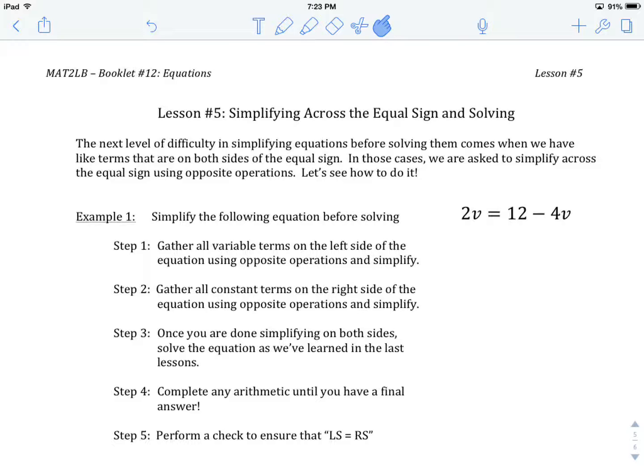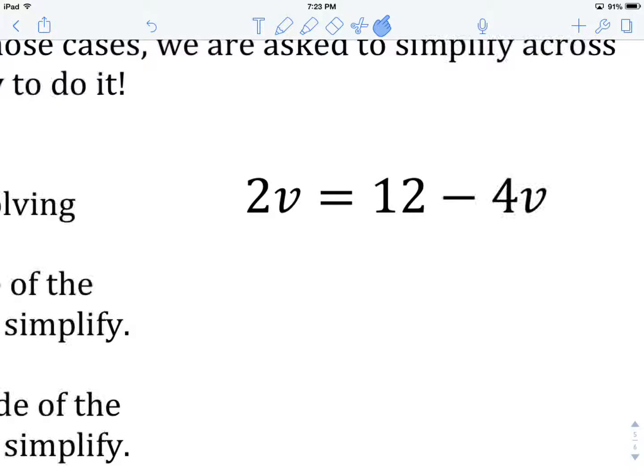So let's start in on example number 1. Simplify the following equation before solving. So we have 2v equals 12 minus 4v. So if we look at this, let's see if we can find some like terms. Well, here's a v, and on the other side of the equal sign is also a v. Now those are both to the exponent 1, so those are like terms, but they're on two different sides of the equal sign.